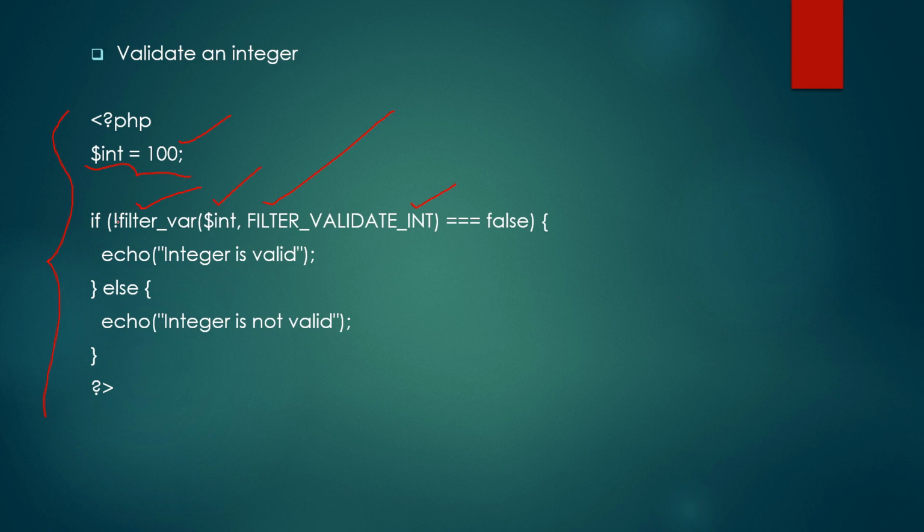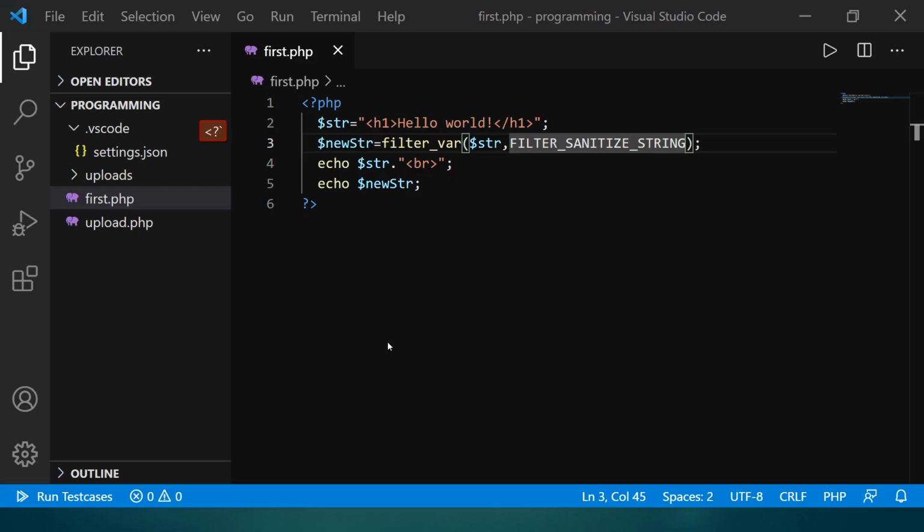I have even given an operator, not, meaning if this function is not identical to false, that means the integer is valid, else we can say integer is not valid. This triple equal to operator means we are checking whether both the left hand side and the right hand side are identical or not. So if this is not equal to false, that means integer is valid, otherwise integer is not valid. Let's see this practically.